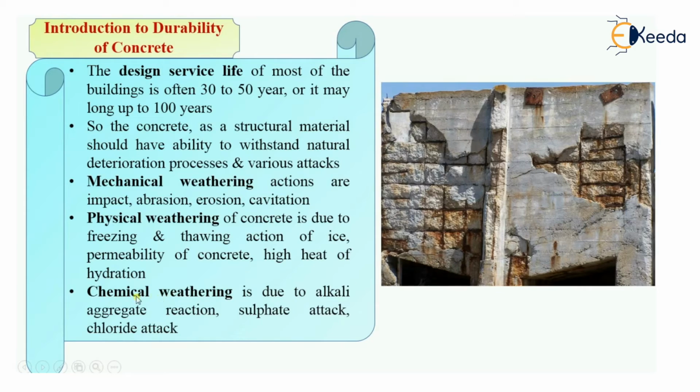As the name says, chemical weathering will be weathering or disintegration of concrete due to various chemical attacks such as alkali aggregate reaction. We have seen this alkali aggregate reaction in detail in our previous chapter. Then sulfate attack, chloride attack, that we are going to see in our next videos. What is sulfate attack? What is chloride attack? Why does it happen? What is the effect of these attacks on the durability of concrete? That we are going to see. So this comes under the category of chemical attack: alkali aggregate reaction, sulfate attack, chloride attack, any chemical attack.